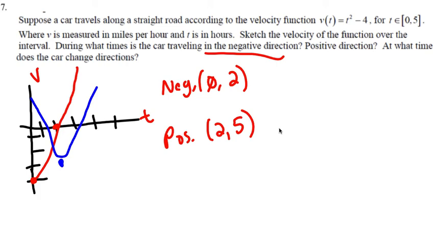At what time does the car change direction? And that happens at t equals 2 seconds, right? Right in between these two is where that's going to occur. So that was all that you needed to do for number 7. You didn't even need this blue graph in here.